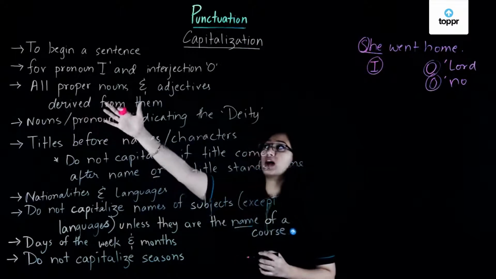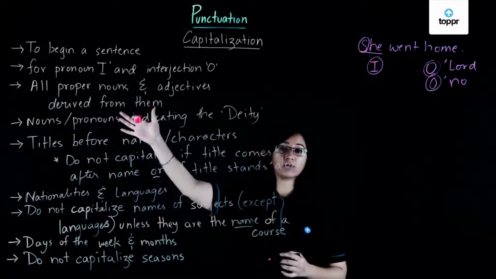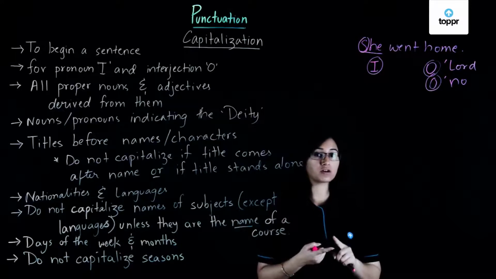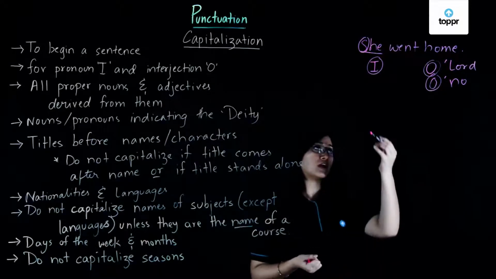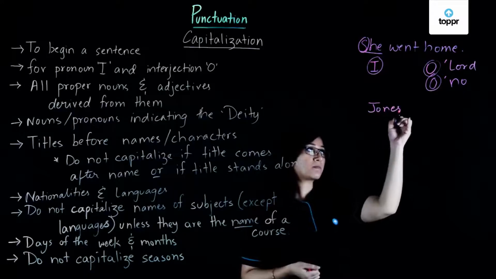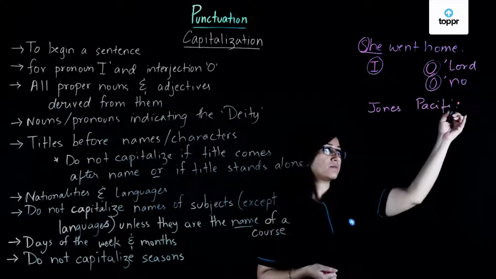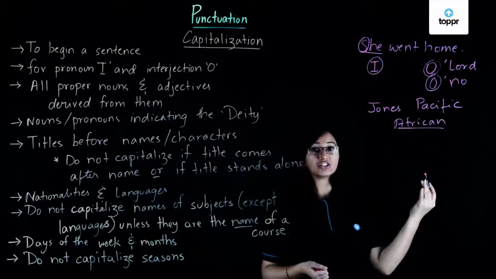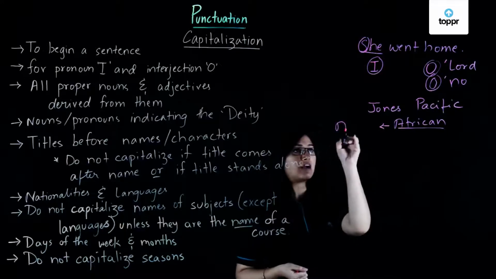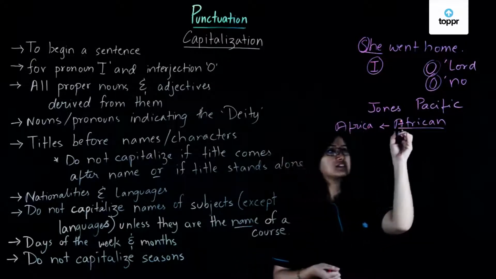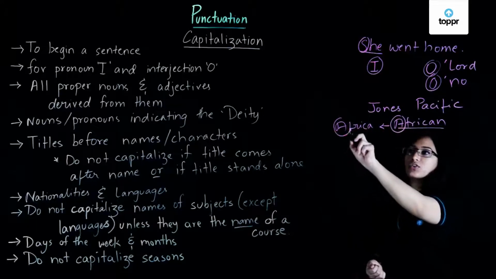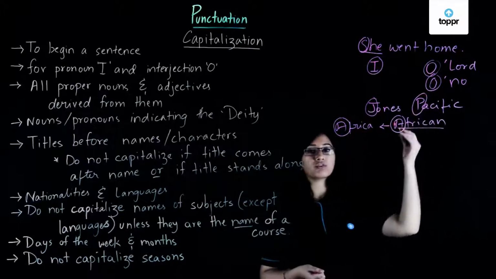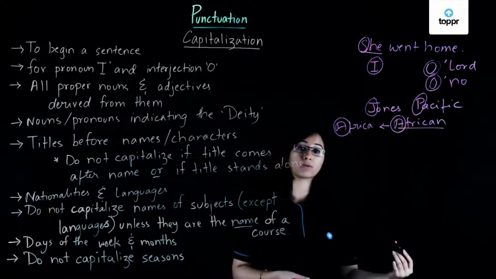Now, all proper nouns and adjectives derived from these proper nouns are also always capitalized. By proper nouns, I mean the names of particular people, places, etc. So, examples could be Jones, maybe Pacific, or maybe African. Here, African is an adjective derived from the proper noun Africa. So I have still used the capital letter A in order to describe it. Similarly, we use the capital letter J for Jones and capital letter P for Pacific. These two words are again proper nouns.